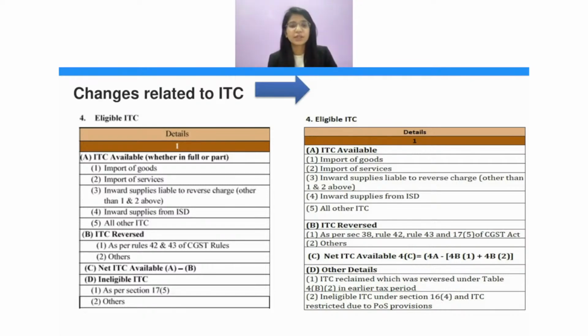Now I will give you another simple example. Let's assume, because this is an important part. We said that you cannot claim ITC, but another question to all of you.